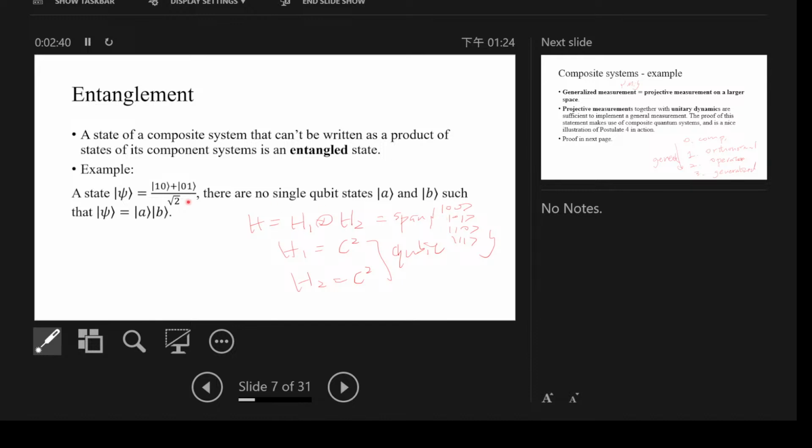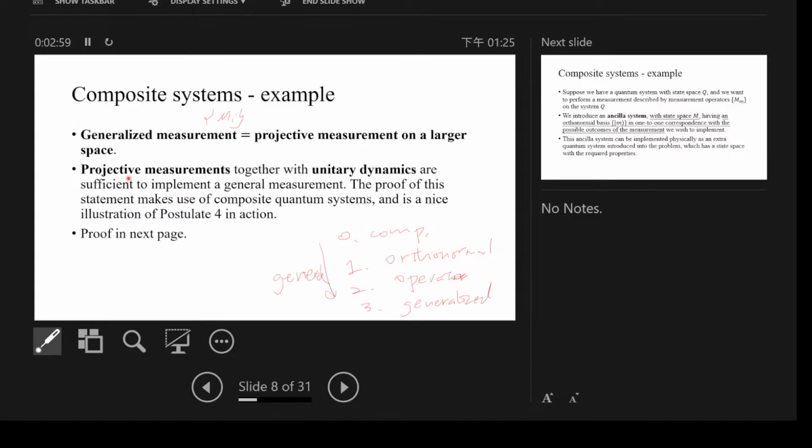For example, you can have this entangled state, |10> plus |01> divided by square root 2, and I think you should have done this in your homework. You can show that this thing cannot be written as some |a> tensor |b>. So this kind of state is called an entangled state.